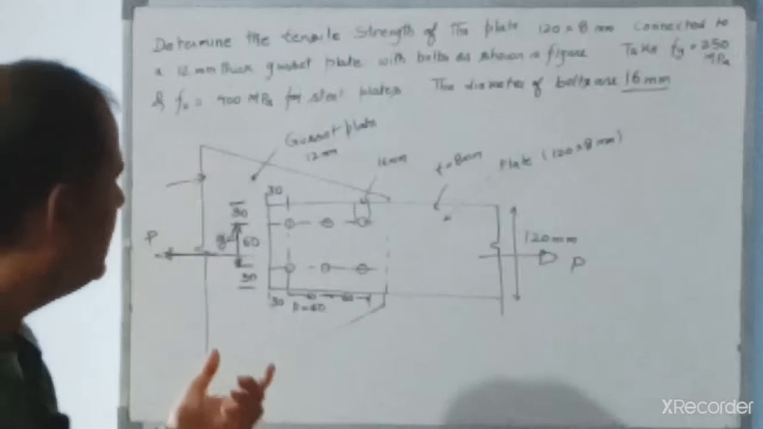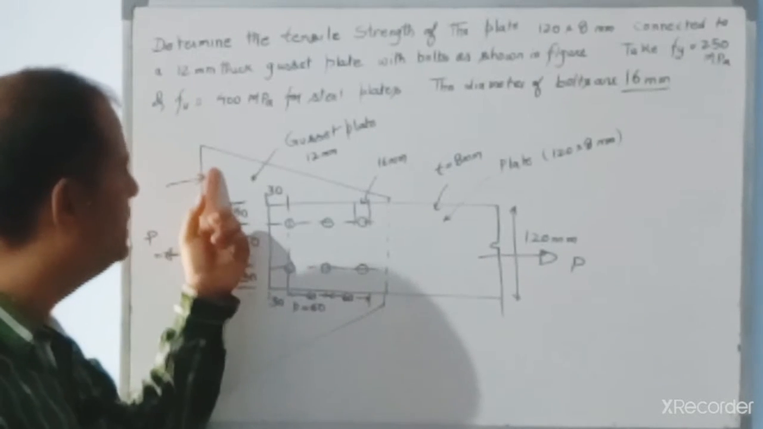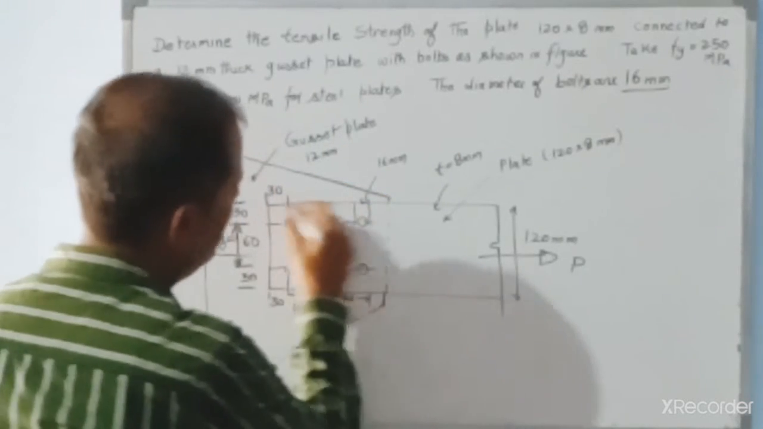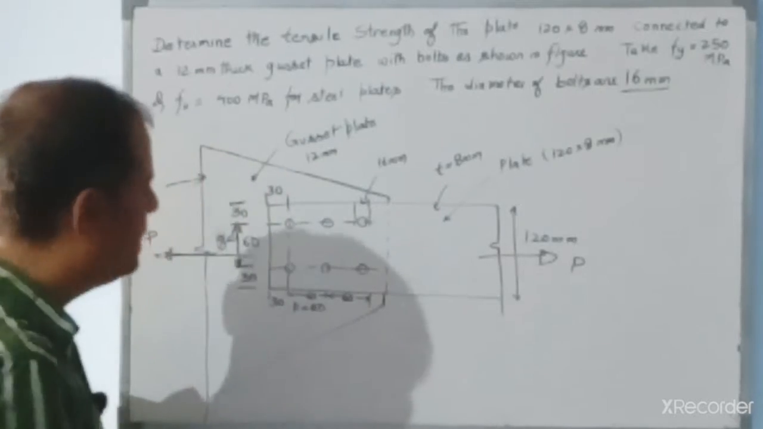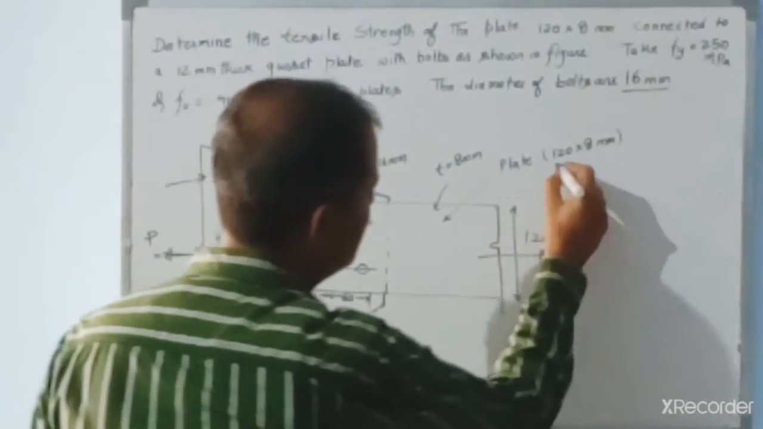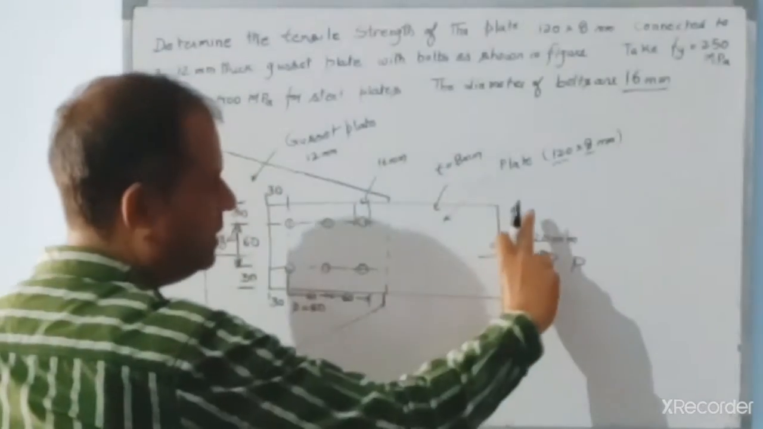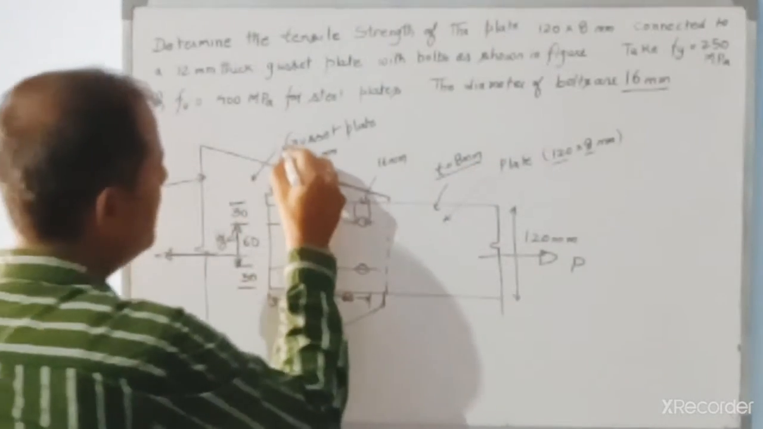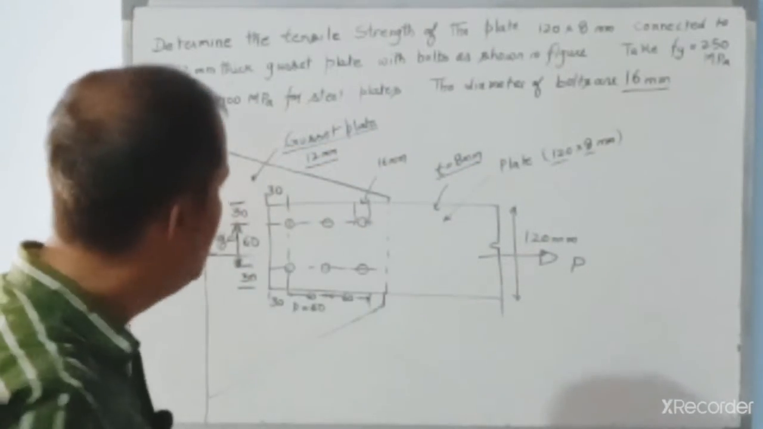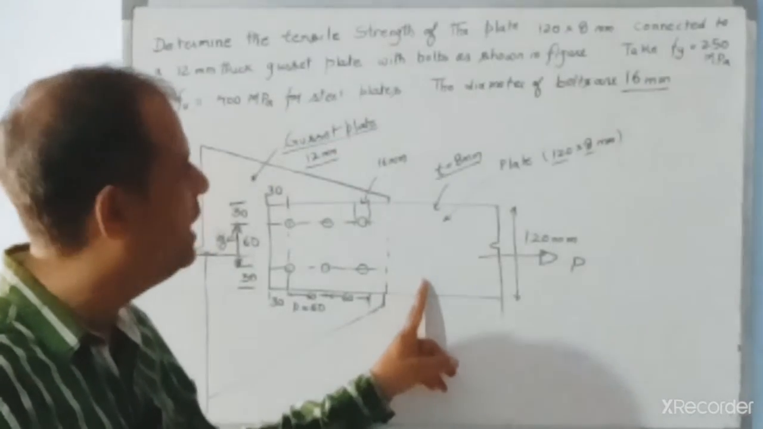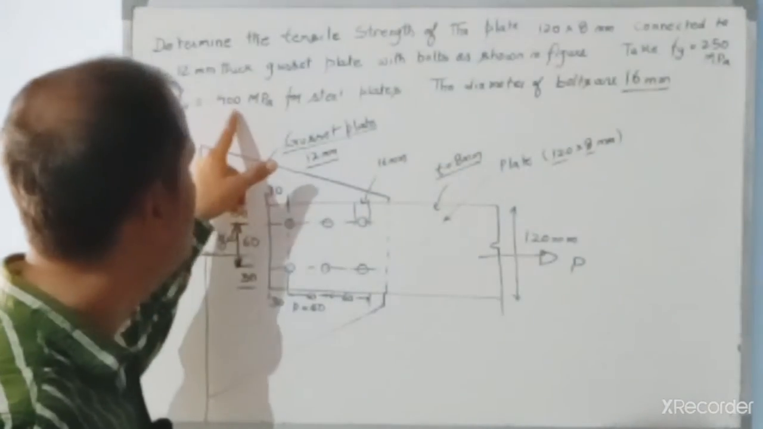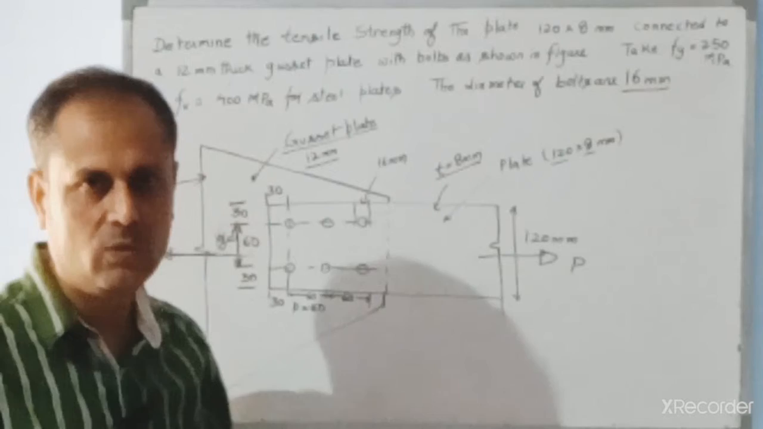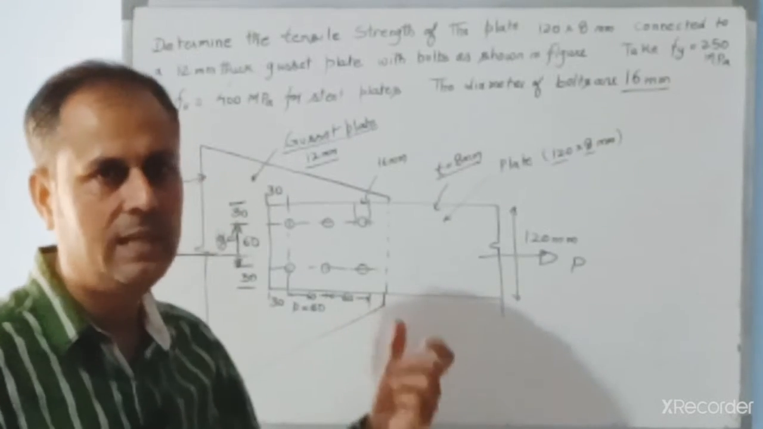So we can see the connection between two plates. One is the gusset plate, this trapezoidal shape, and another plate is connected to the gusset plate which has size 120 by 8 mm. That means its width is 120 mm and its thickness is 8 mm. The thickness of the gusset plate is also given, that is 12 mm. Both plates are made of steel, with ultimate strength 400 megapascal and yield point strength 250 megapascal. Now we are going to find the tensile strength of the connection.